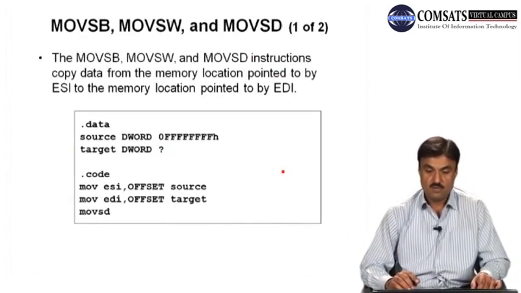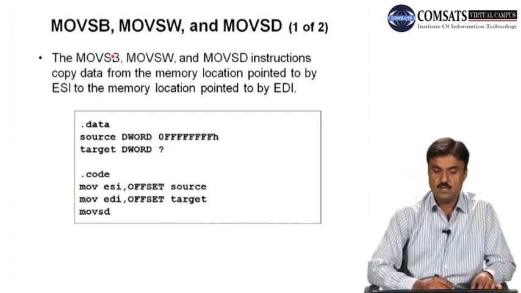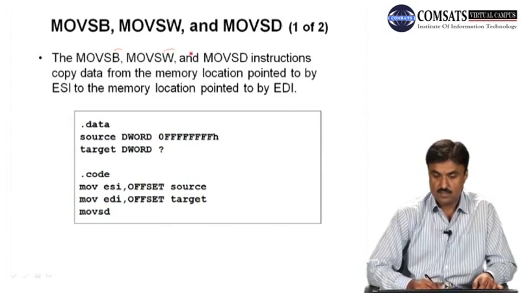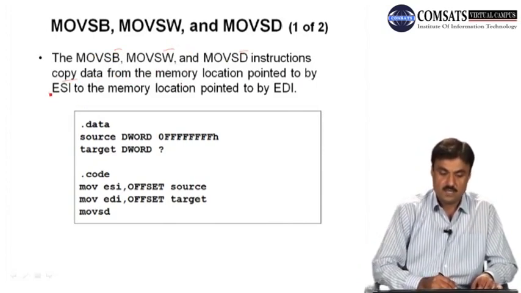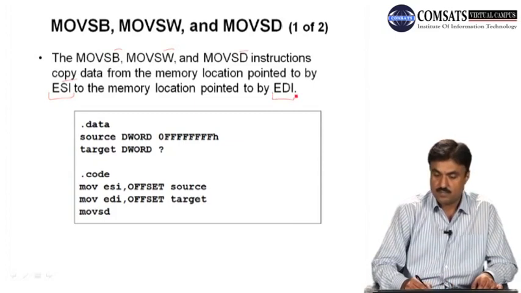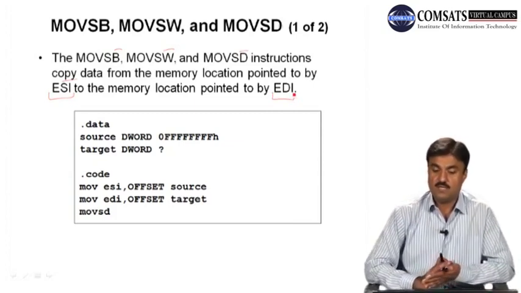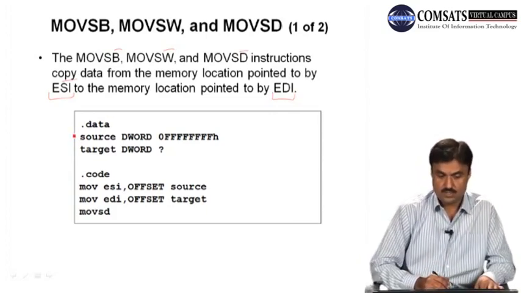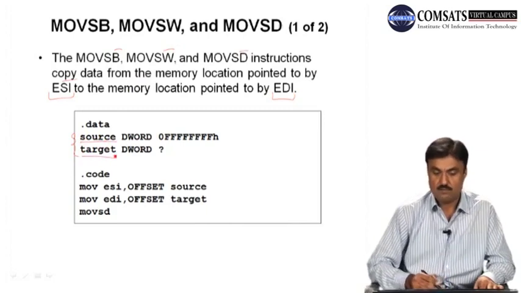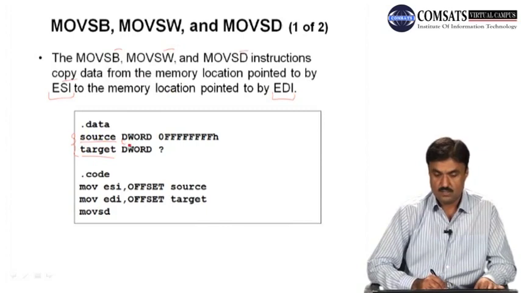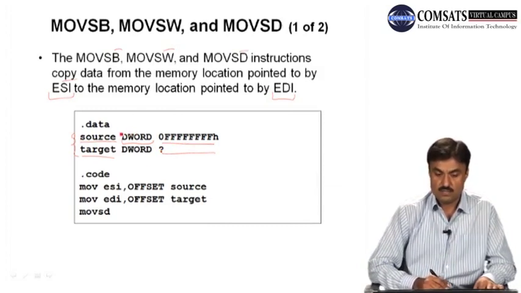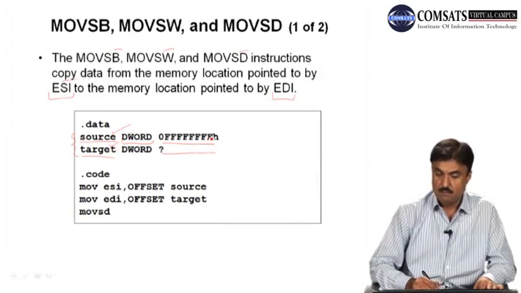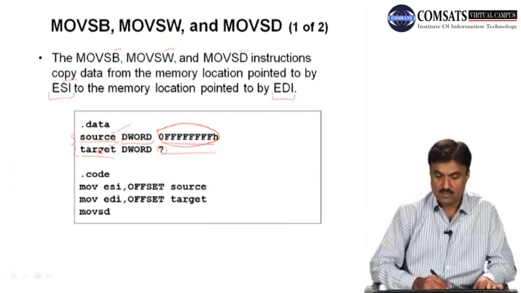First are MOVSB, MOVSW, and MOVSD. These instructions move a string byte, word, and double word; they copy data from the memory location pointed to by ESI to the memory location pointed to by EDI. For example, we have two string arrays, source and target. Both are double word, with values like this. The source is double word size and the target is double word also, and we want to move the double word data to the double word target.